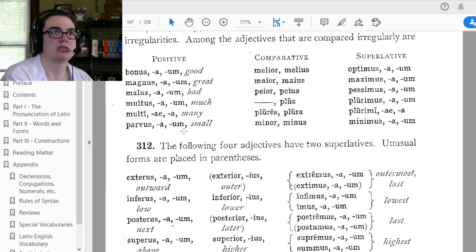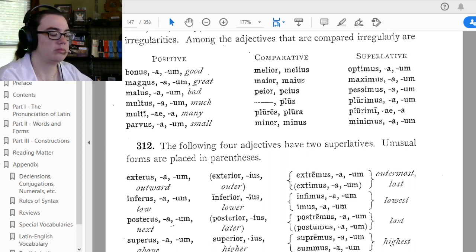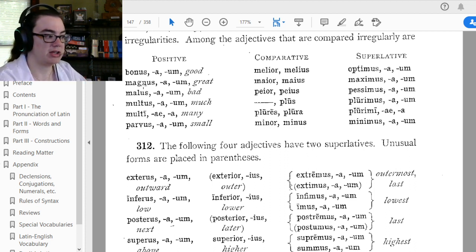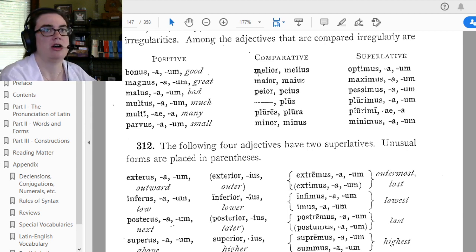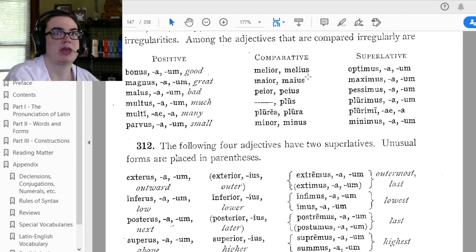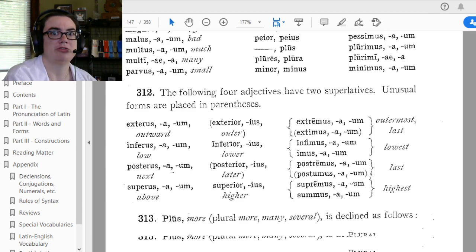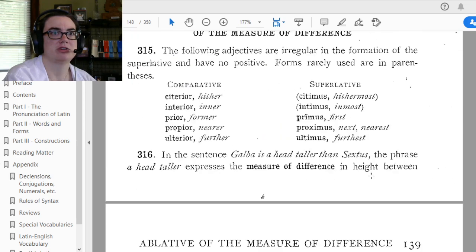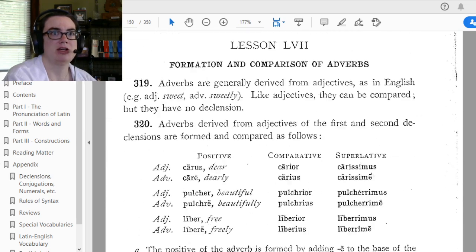So whatever's going on in the positive, whether it's a first or second declension adjective or a third declension adjective, the ending in the comparative is "-ior" or "-ius," unless it's super irregular, like "magis" or "magnus." And then the superlative goes back to a first and second declension adjective.